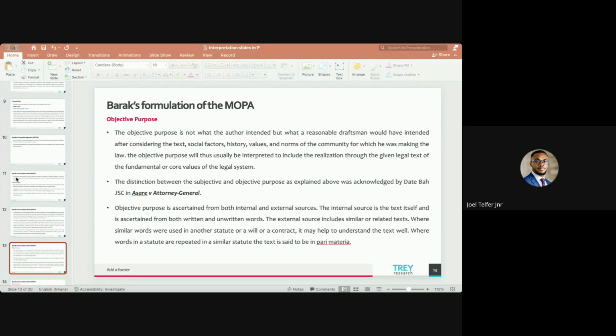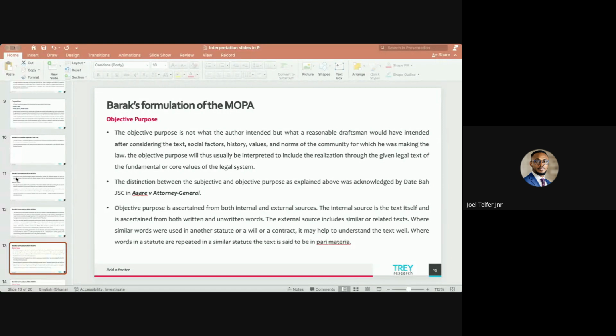And what is purpose? Purpose includes the objectives, goals that drove the writing of the text. And so there are two types of purpose for our discussion. Under Barak's formulation, there's a subjective purpose, which is what the author himself intended for the text to achieve. And we've said that it is the meaning of the text at the time of the enactment, and it is sourced from both internal and external sources.